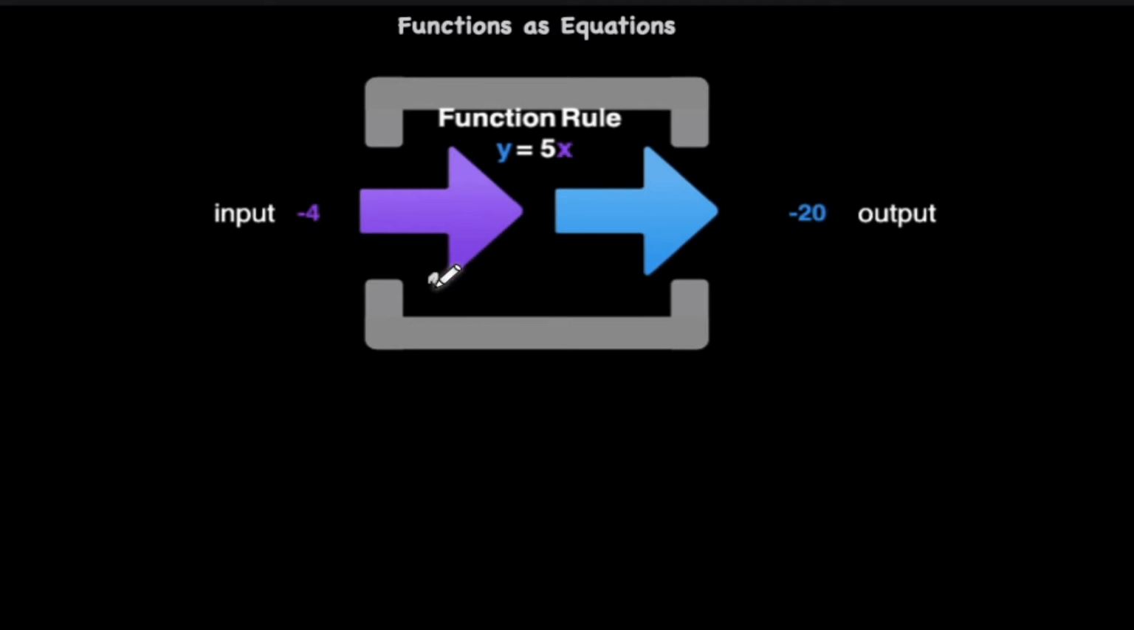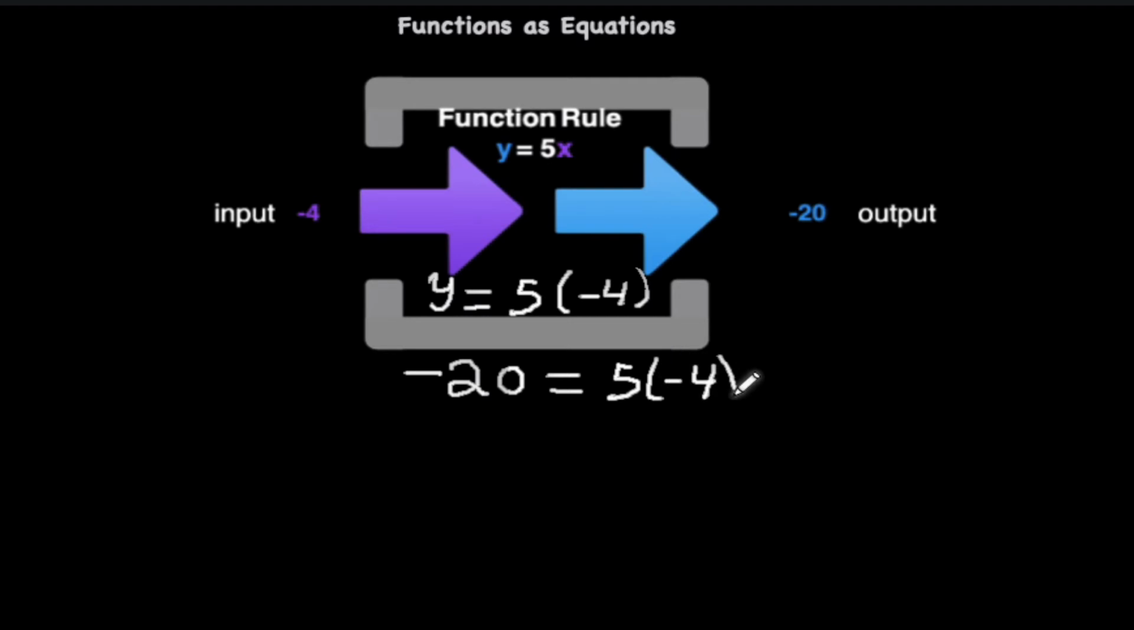All right, so y equals 5 times your input, which is -4. Or you can just simply say -20, because we already see what y is because it's given here on this example of this function machine. So we have -20 equals 5 times -4. So like I said, your input is -4, whereas your output is -20.